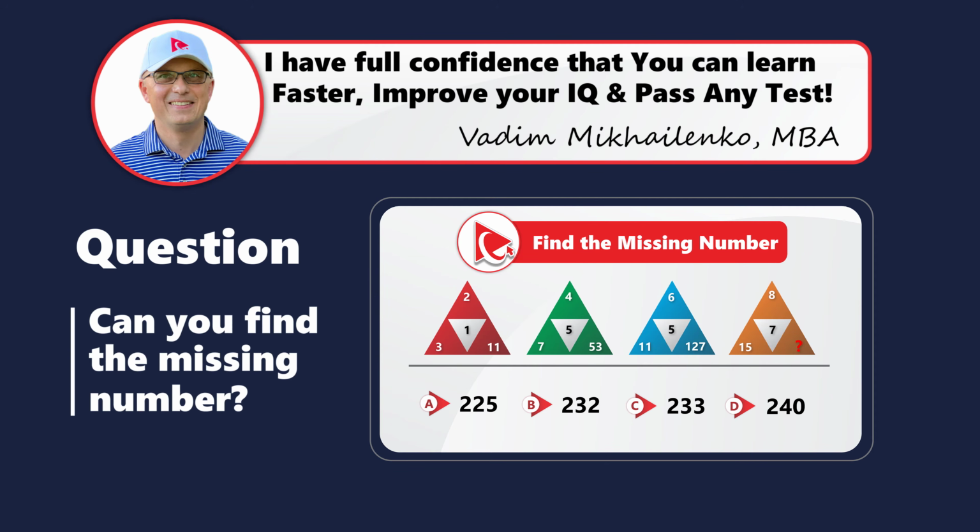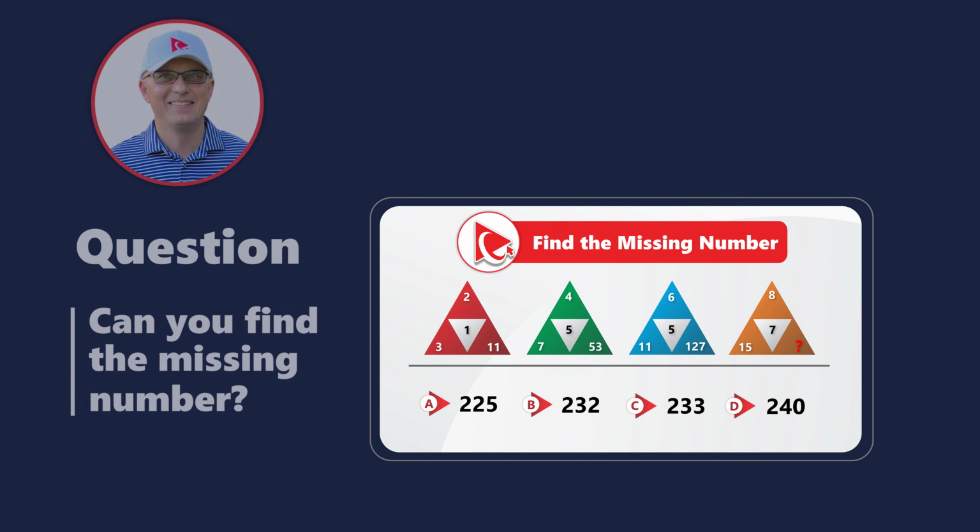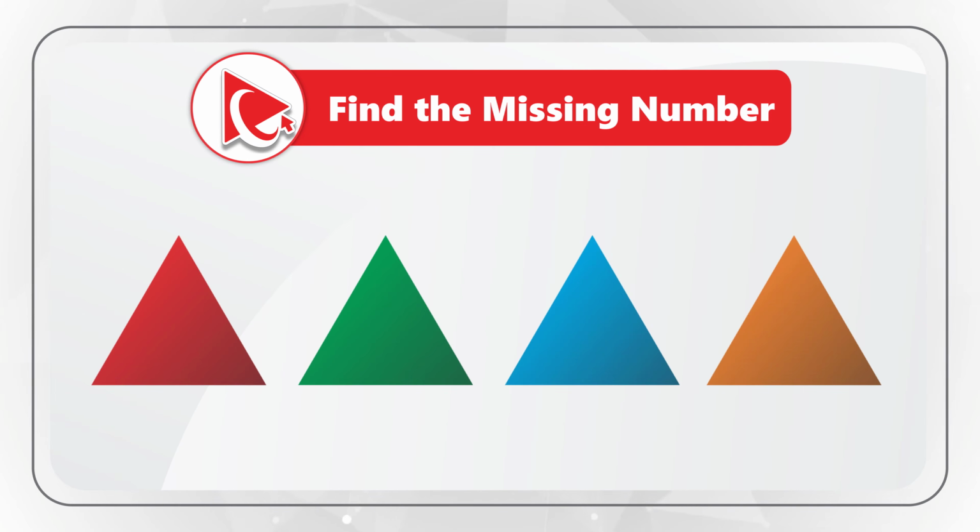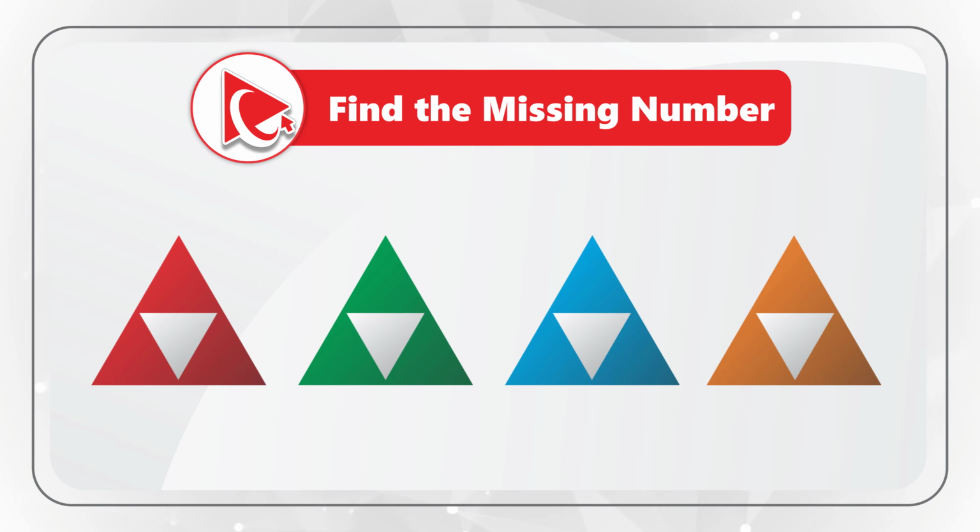Here's the famous 4-square triangle question that you frequently see on the test. You're presented with 4 triangles. In each triangle, there is a smaller triangle which breaks it down into 4 parts. Each part has a number, and in one small triangle, the number is missing.